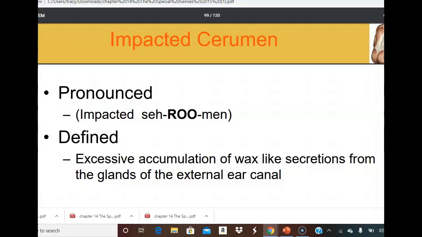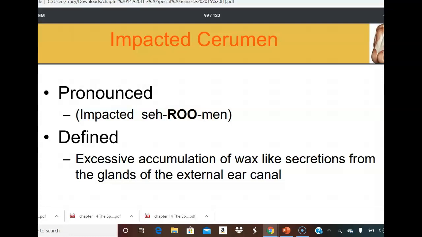Now, impacted cerumen is a really common problem. In primary care, this is one of the first things that medical assistants have to learn how to do, an ear lavage. The ceruminous glands prototypically, a lot of people find that they overproduce cerumen. So we need a little bit of wax, but not too much.